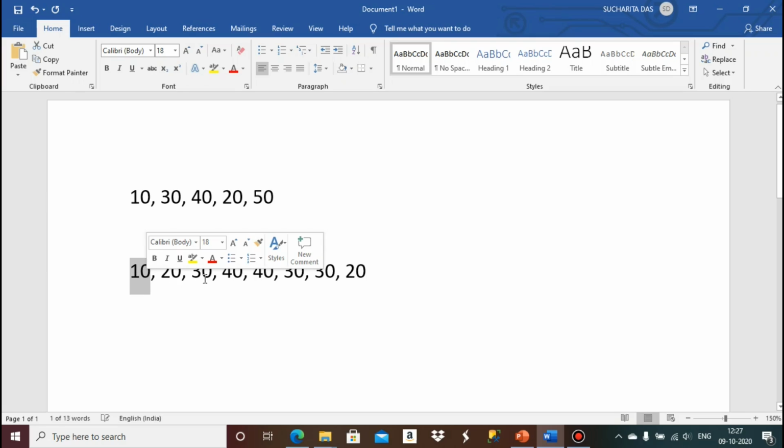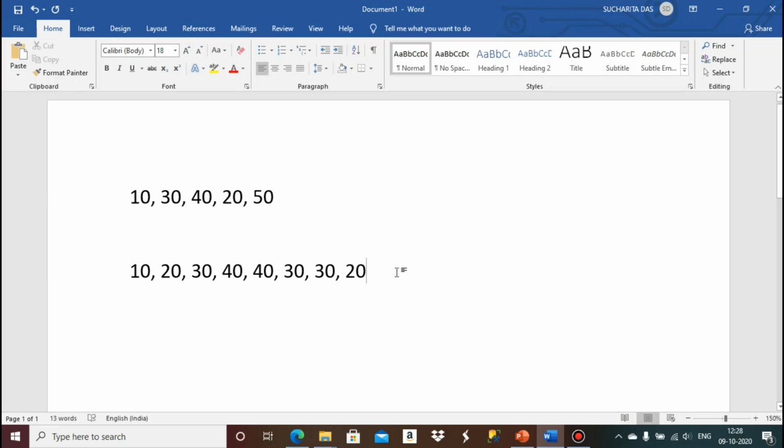So say 10. I will find 10 in the rest of the data set and I find that 10 has only one occurrence. And if I take 20, then 20 is present twice. If I take 30, 30 is present thrice. There are 3 occurrences of 30. And if I take 40, 40 also has 2 occurrences.